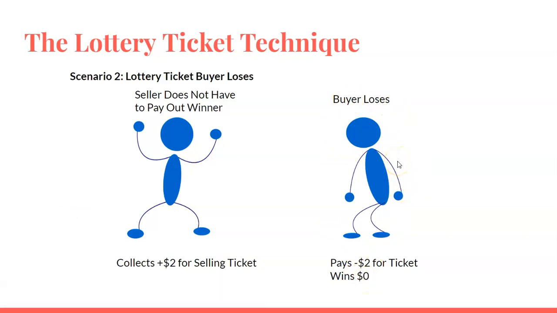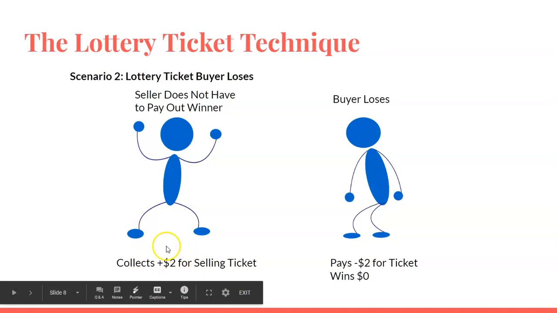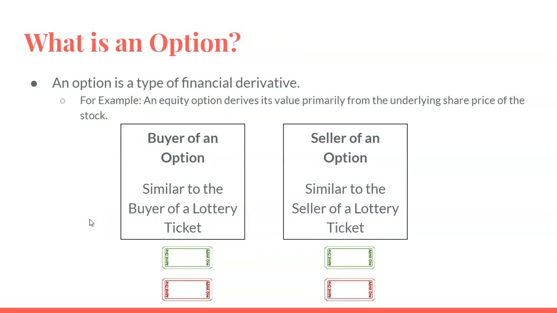and so now the buyer of the lottery ticket has lost. On the flip side, the convenience store guy is happy because you didn't come back to collect your prize. He collected his $2 for your lottery ticket and you did not win. So those are the dynamics of the lottery ticket player and the seller, or convenience store guy. And we'll see how this relates to options as we go through more in this lesson.